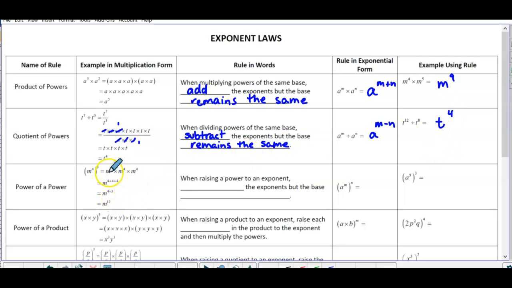Power of a power. Now that we've reviewed product of powers, we can show this power of 3 as a repeated multiplication of what's inside the brackets, m to the 4th. And then that's a multiplication question where we now have reviewed that we add the exponents together. So that would be m to the 12. That's the same as 4 times 3. And so that's our rule. When you're raising a power to a power, you multiply the exponents, but the base remains the same.